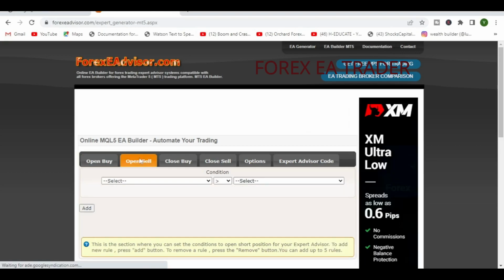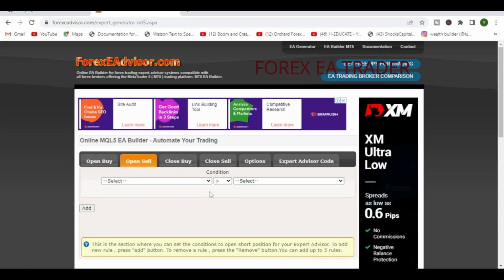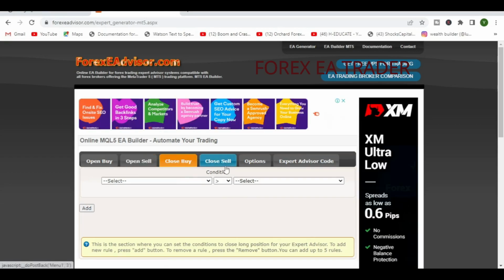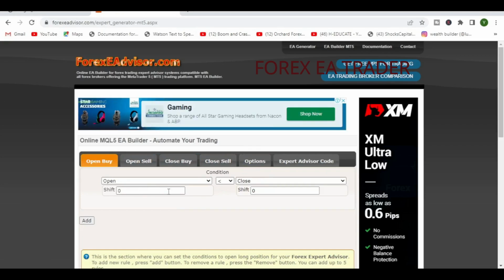In this scenario, I prefer that you have two robots, one for sales and one for buys, so that you don't confuse yourself. So we are not going to put any sell conditions in this particular robot, and we are not going to be closing our buys or our sales. We are just going to buy on every bullish candle.